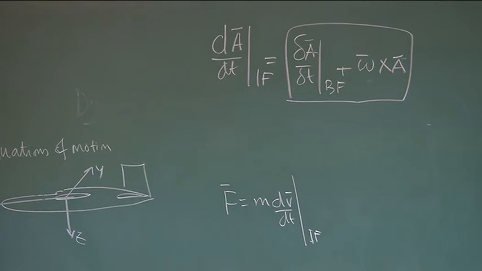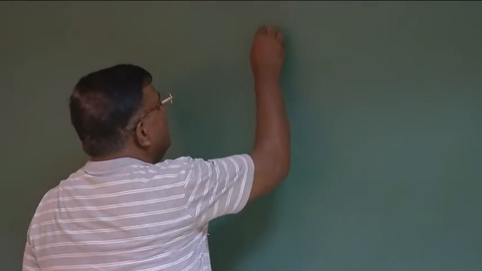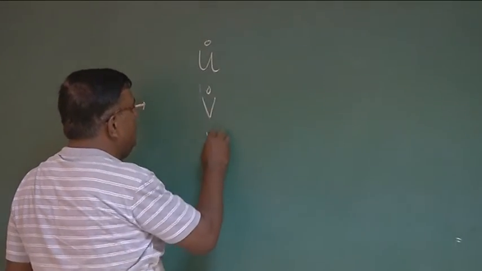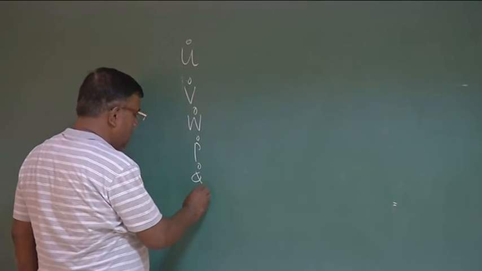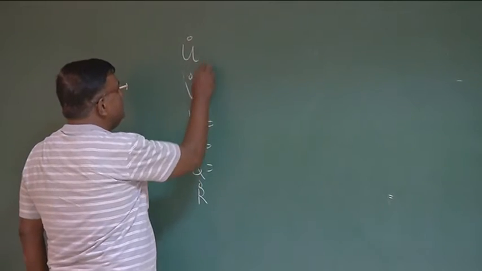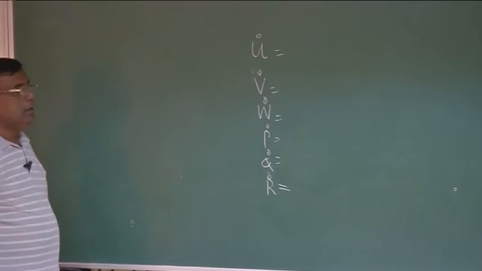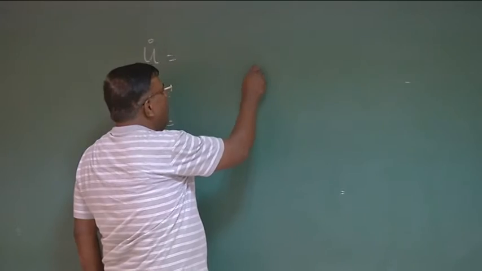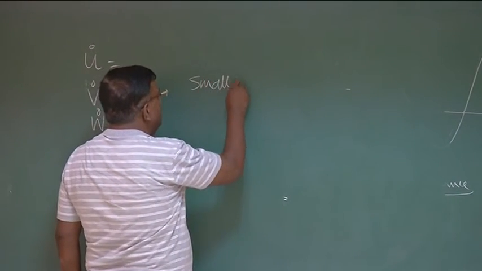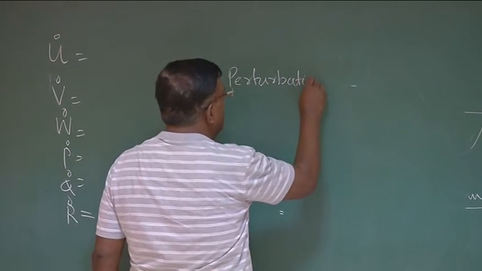This is a subtle understanding you must have. Okay? Now whenever we applied this, we found the equations of motion in terms of V dot, W dot, P dot, Q dot, R dot, etc. Right? What we did, we used small perturbation theory.